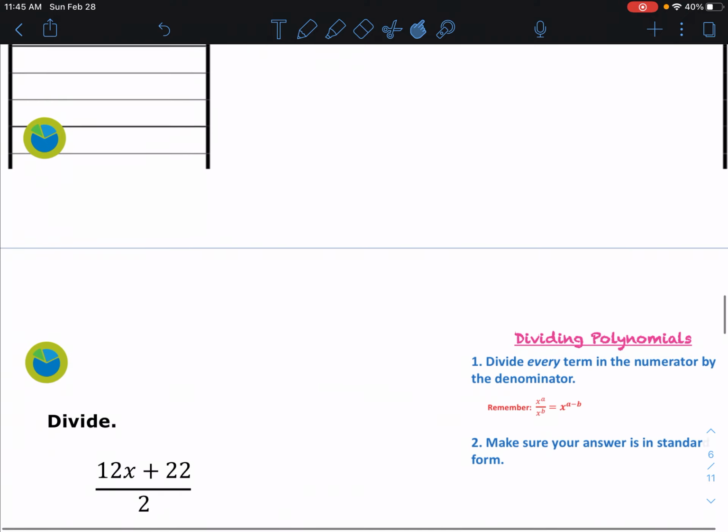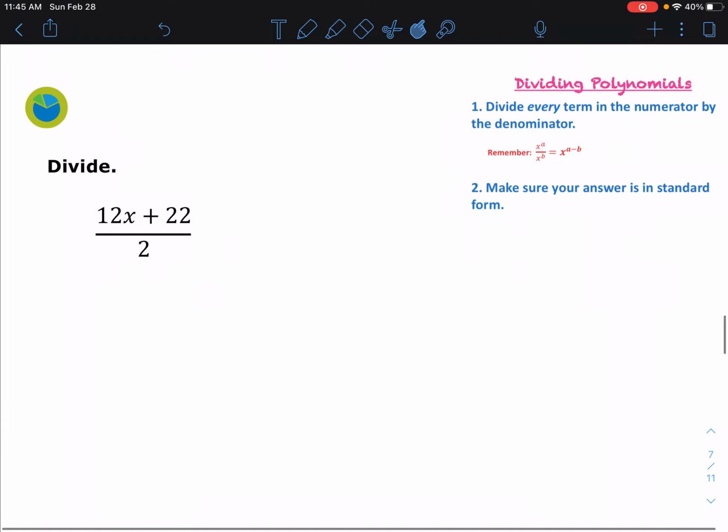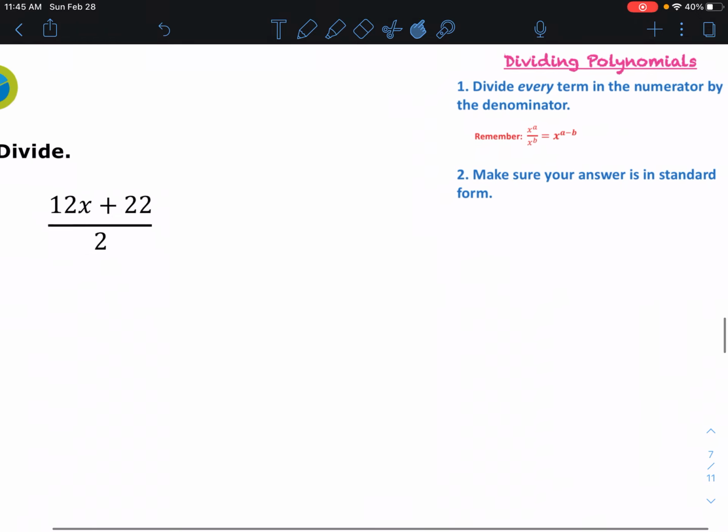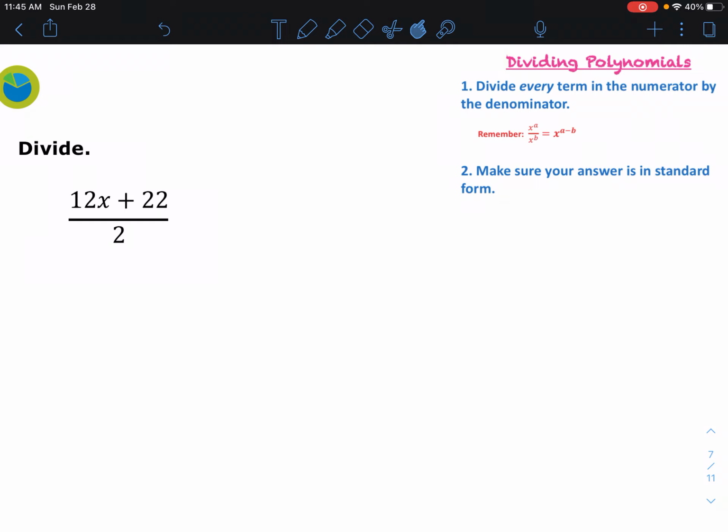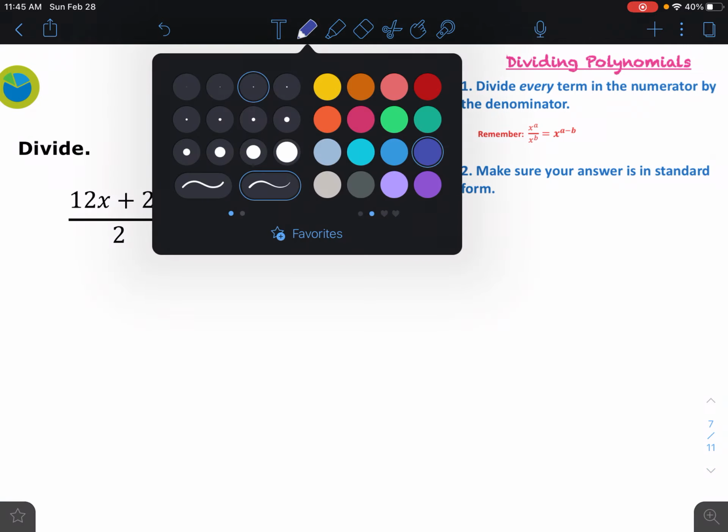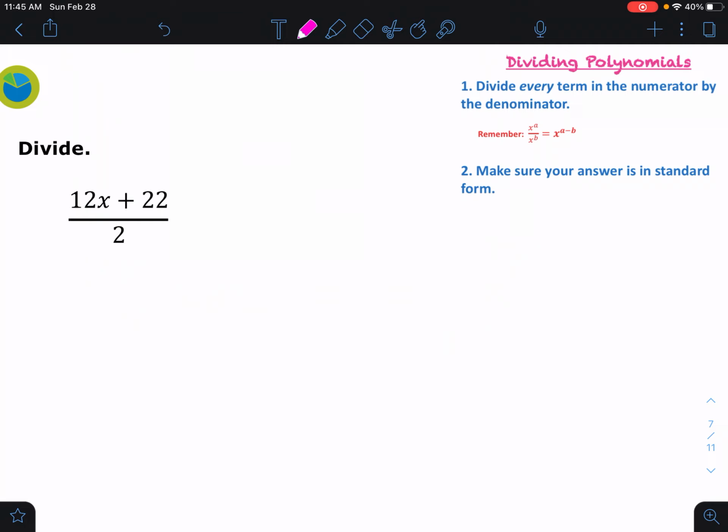So let's try. I have the directions again over here on the side. There are only 2 steps. Notice the top here, we have 2 terms. So we have to divide both of these terms by the denominator, which is 2. I'm going to write that out. I have to divide 12x by 2, and I also have to divide 22 by 2. So every term in the numerator gets divided by everything in the bottom, which is the denominator.